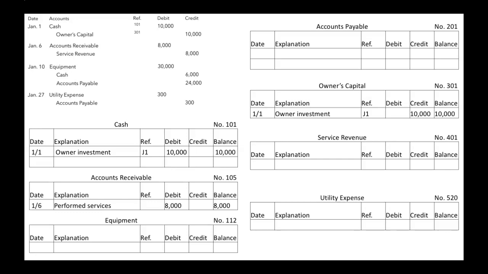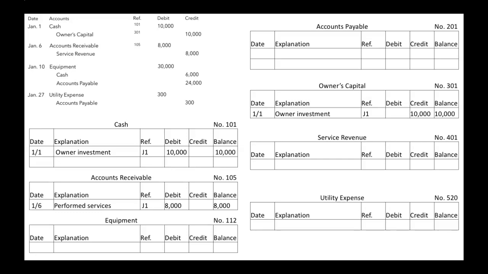But we're not done yet, right? We need to put the reference in as J1 in the ledger, and then in our journal itself, we put the account number for accounts receivable, and that's our 105 because we were told that accounts receivable was number 105.